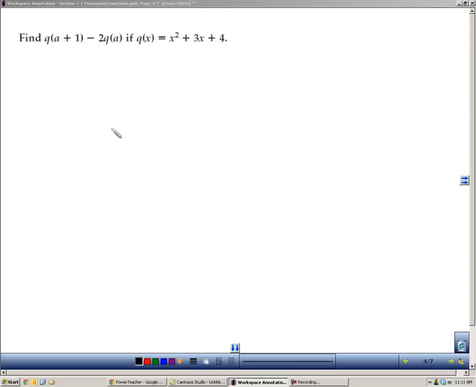This example is a little complicated, so you want to take it a piece at a time. Let's start with the function q. Q of x equals x squared plus 3x plus 4. And over here we're asked to find q of a plus 1 minus 2 times q of a. I'll start by just finding out what q of a plus 1 is. So let's examine that. For every x, I'm going to put an a plus 1.